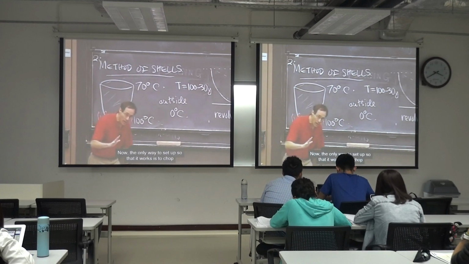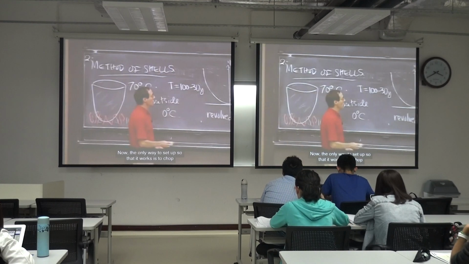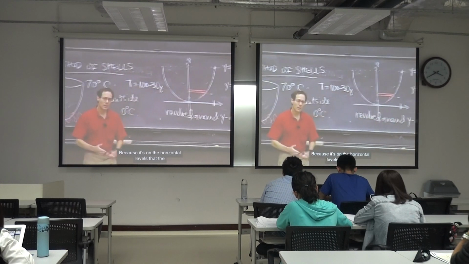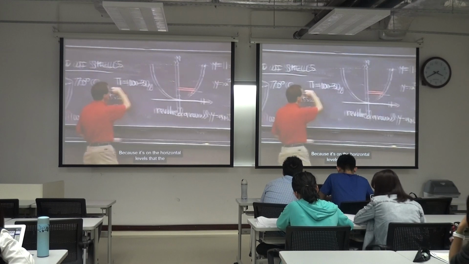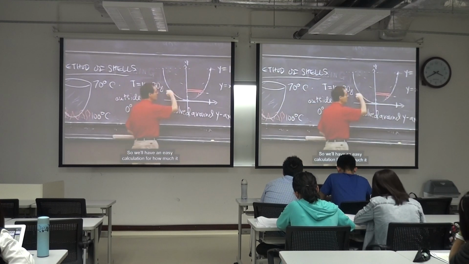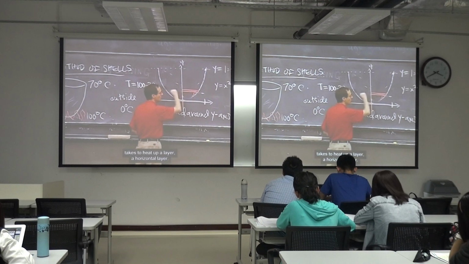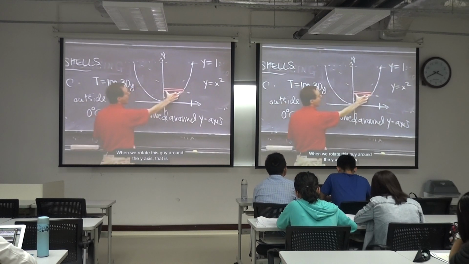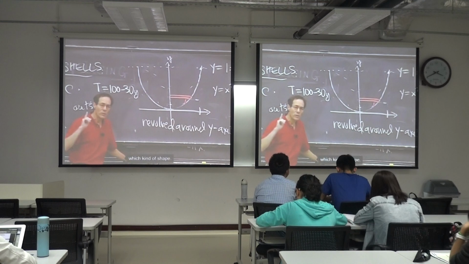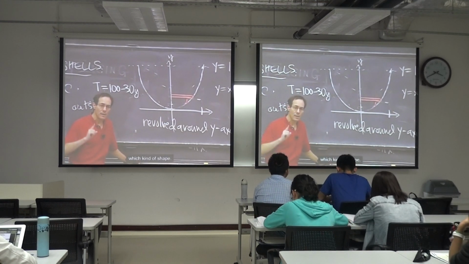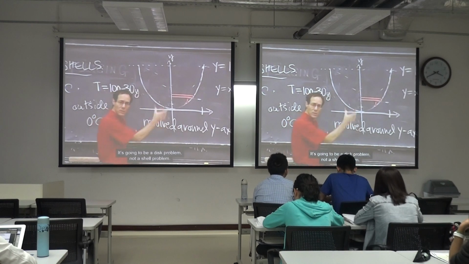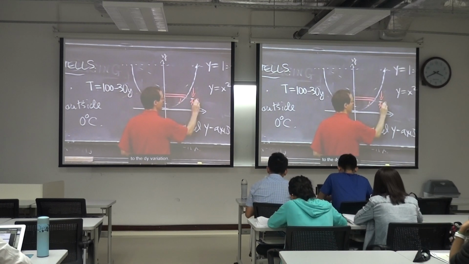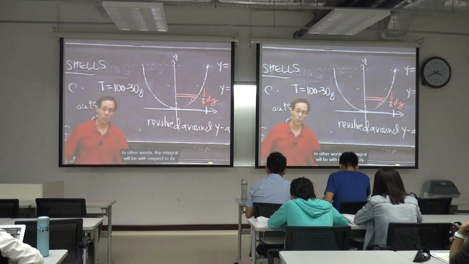Now, the only way to set it up so that it works is to chop things up horizontally instead of vertically, because it's on the horizontal levels that the temperature is constant. So we'll have an easy calculation for how much it takes to heat up a horizontal layer. When we rotate this around the y-axis, which kind of shape is it? It's a disk. So actually this is going to be an easier problem. It's going to be a disk problem, not a shell problem. But we're going to have to work things out with respect to the dy variation. In other words, the integral will be with respect to dy.